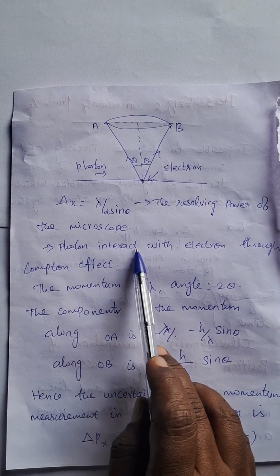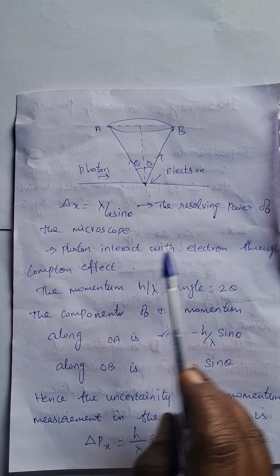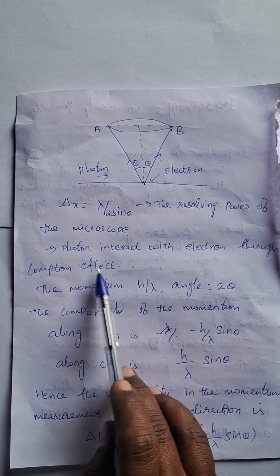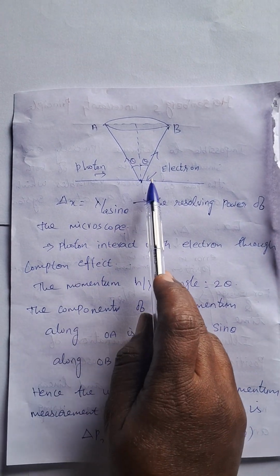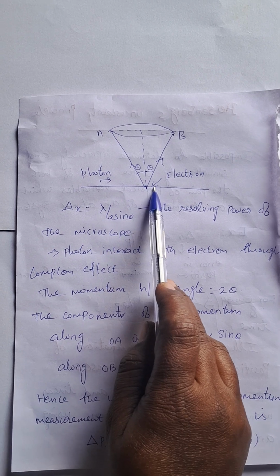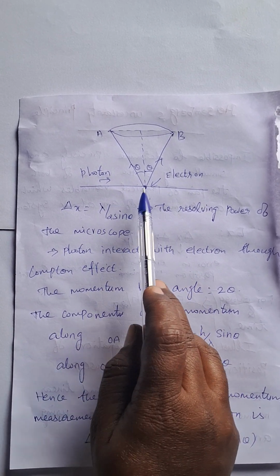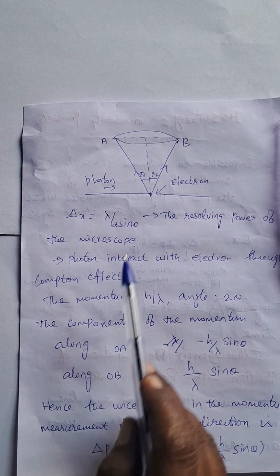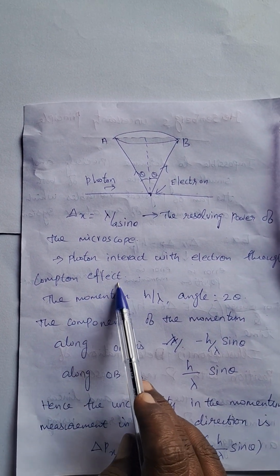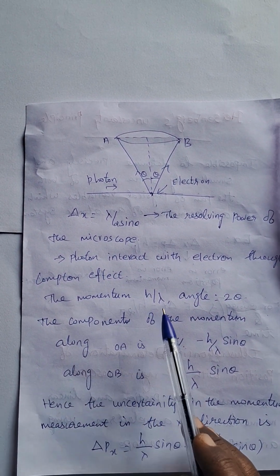The photon interacts with the electron through the Compton effect. We already know that when a photon hits an electron, it is scattered. So this concept comes under the Compton effect, and it works on the principle of the Compton effect.